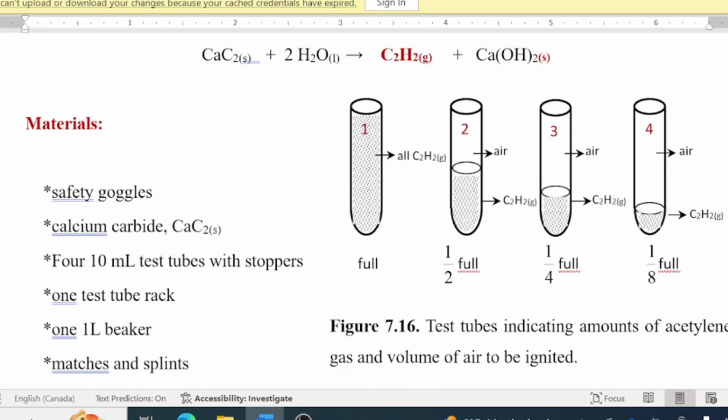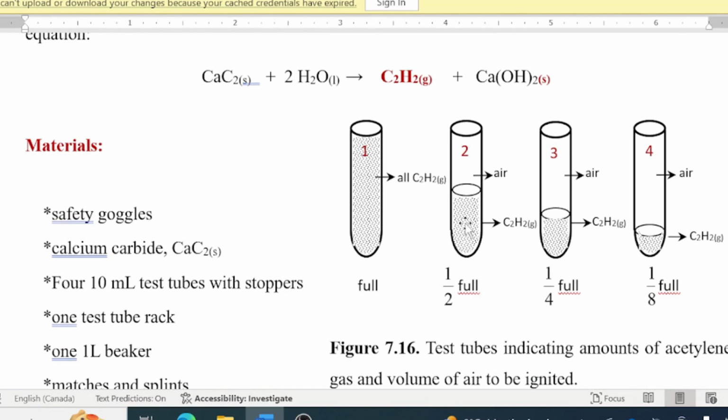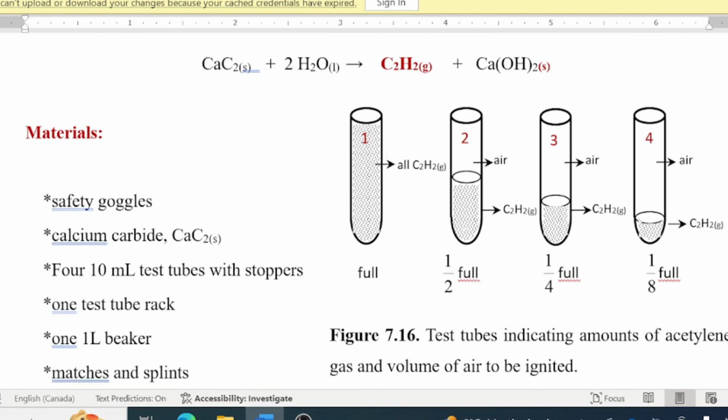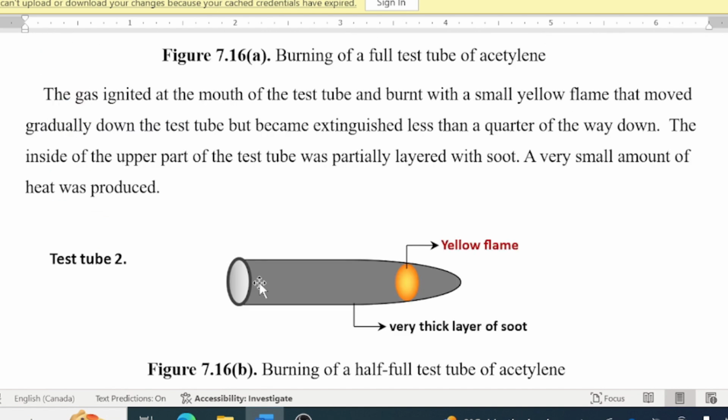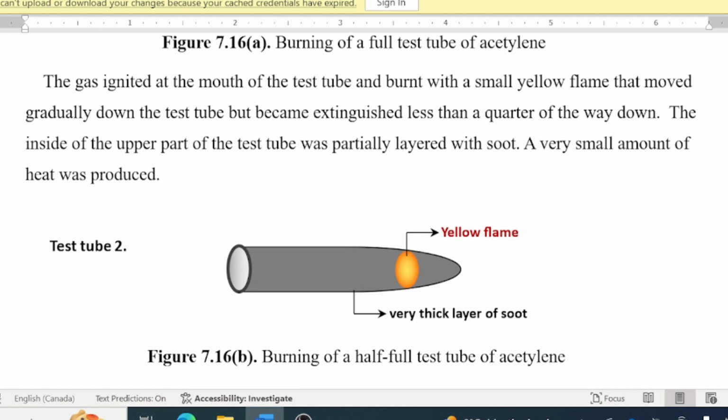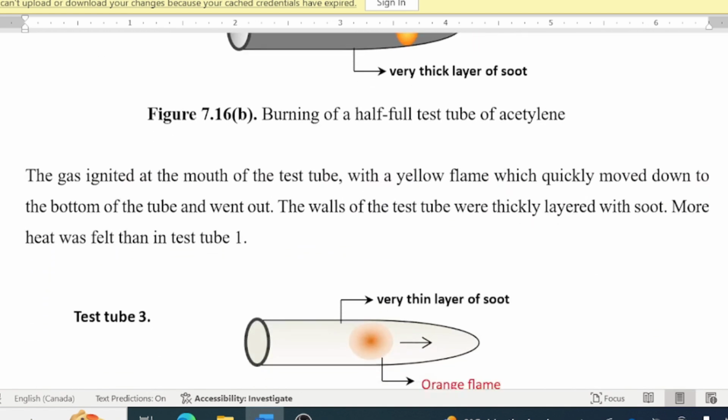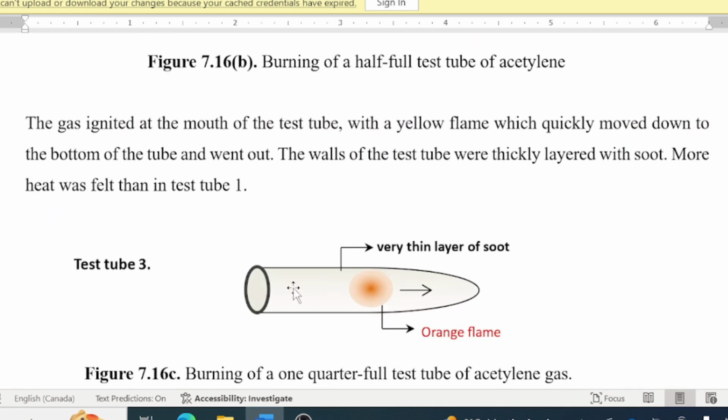For the second test tube that has half air and half acetylene gas, this is what was observed. The flame quickly moved inwards and extinguished, and the entire test tube was coated with a black layer of soot. And the third test tube, the one that had 1/4 of gas and 3/4 of air, you can see what happened there. It burnt with an orange flame. The test tube felt a little bit warm, and you can see only a thin layer of soot is formed here.